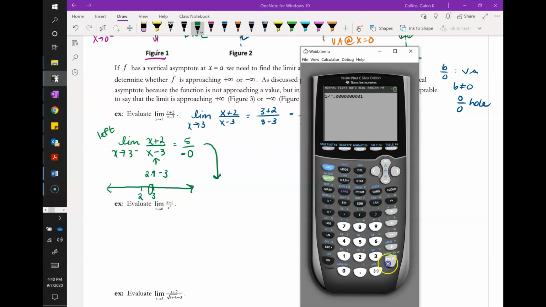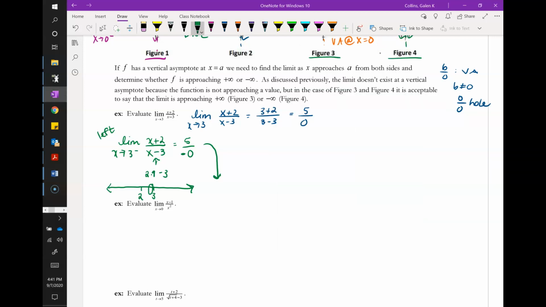0.00000000001. We get a negative number that's so large that it has to be written in scientific notation. So that negative 5e10 is negative 5 times 10 to the 10th power. That's a huge number that's negative. So that's how we know the left side of this limit is going to negative infinity.